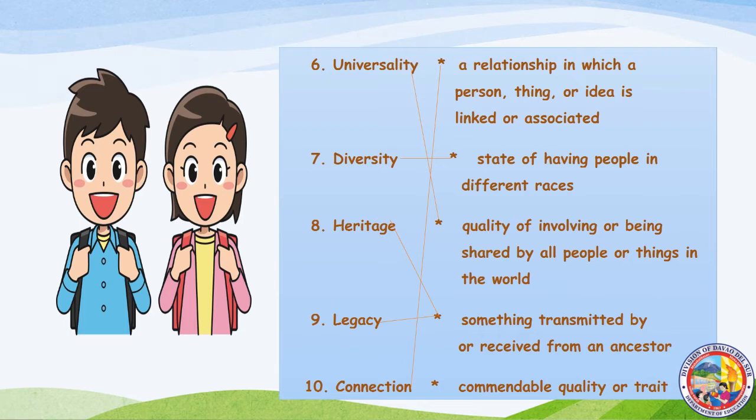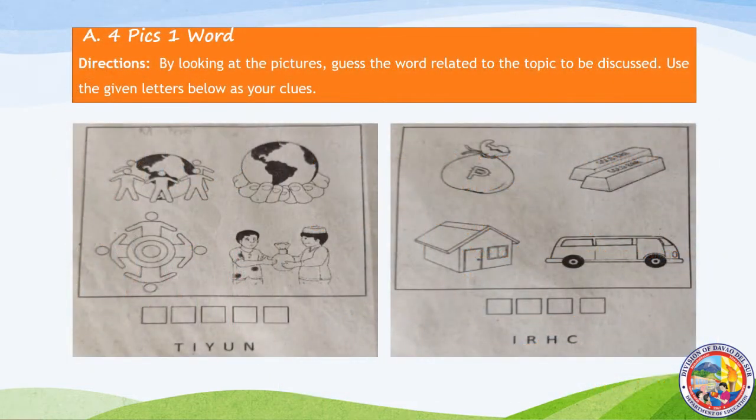Now, are you familiar to this game? Good. It's called Four Picks One Word. By looking at the pictures, guess the word related to the topic to be discussed. Use the given letters as your clues. What's the word in number 1? Okay, unity. Correct. How about number 2? Exactly. Rich. Okay, let's proceed.